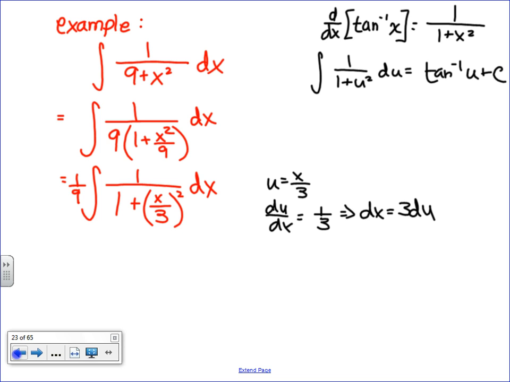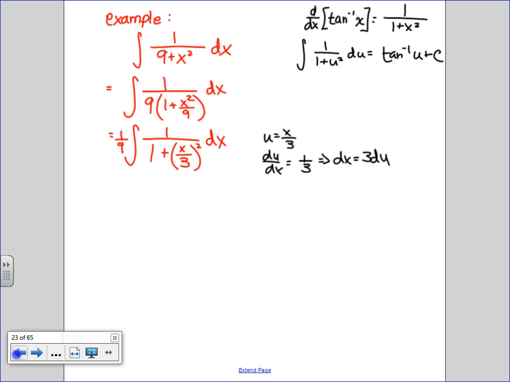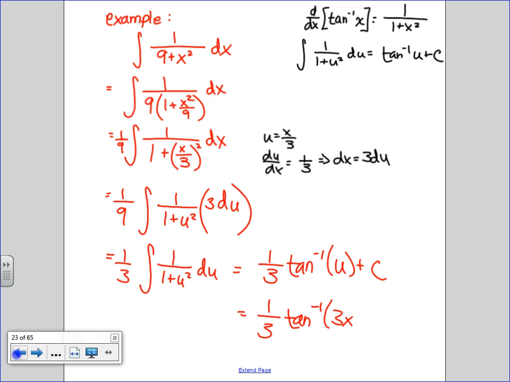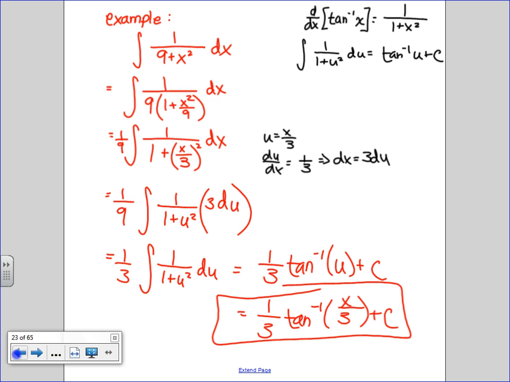Then I could go plug in and chug in and I could say, this ends up equaling 1/9 times the integral 1 over 1 plus u squared times du times 3. Bring out the 3. 3 over 9 is 1/3 integral of 1 over 1 plus u squared du. Hey, that leads me to arctangent, 1/3 tangent inverse of u. And who is u? x over 3. So 1/3 tangent inverse of x over 3, plus c.